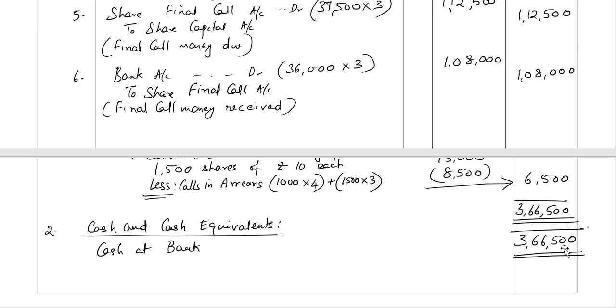So now in this example sum, we learnt how to pass journal entries as well as prepare the balance sheet and notes to accounts for shares issue when the issue is undersubscribed. In the upcoming video, we will see these in the case of oversubscription.